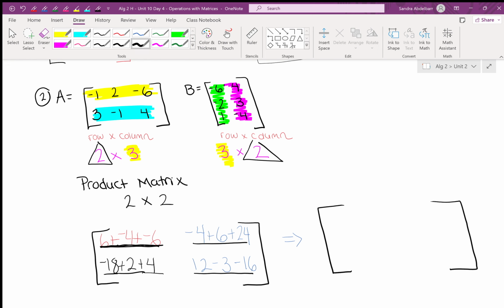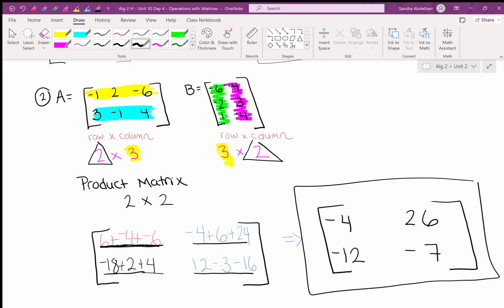And now you just simplify. So negative 6 plus negative 4 plus negative 6 is negative 4. Negative 18 plus 2 plus 4 is negative 12. Negative 4 plus 6 plus 24 is 26. And then 12 minus 3 minus 16 is negative 7. And that is our product matrix.